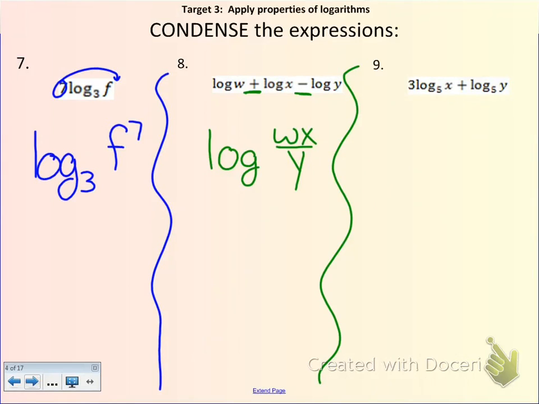This last one, it's an addition. So again, that means multiplication. So we have log base 5. Here we're going to bring this 3 out to be an exponent for this x. So x cubed. And this y is all by itself there. So x cubed y is our answer.